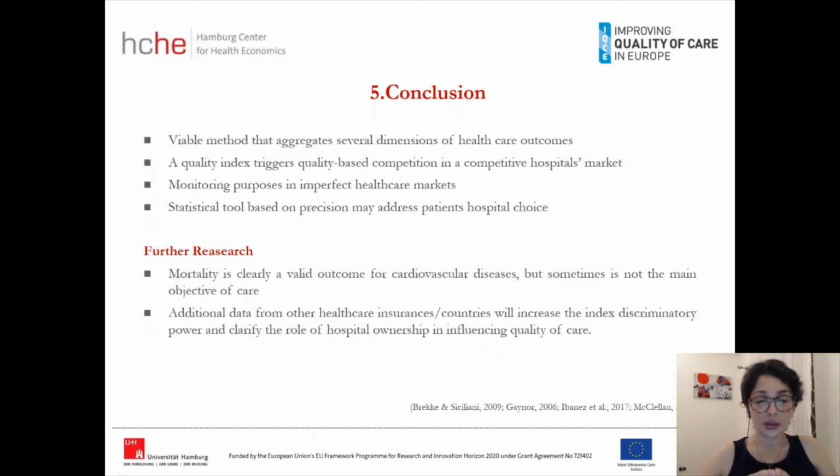For further research, we clearly recommend mortality as a valid outcome for cardiovascular disease outcomes, but sometimes this is not the main objective of care. Think about palliative care. And also additional data from other healthcare insurances or countries will increase the discriminatory power of the index and can help to clarify the role of hospital ownership in influencing quality of care.